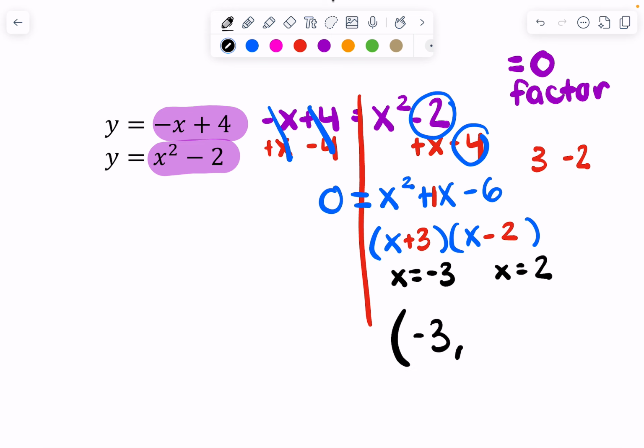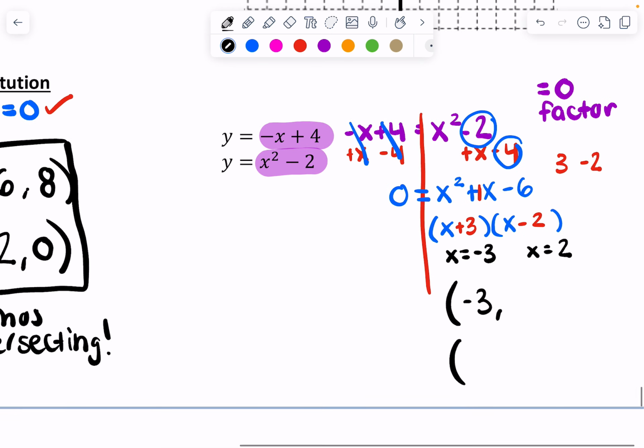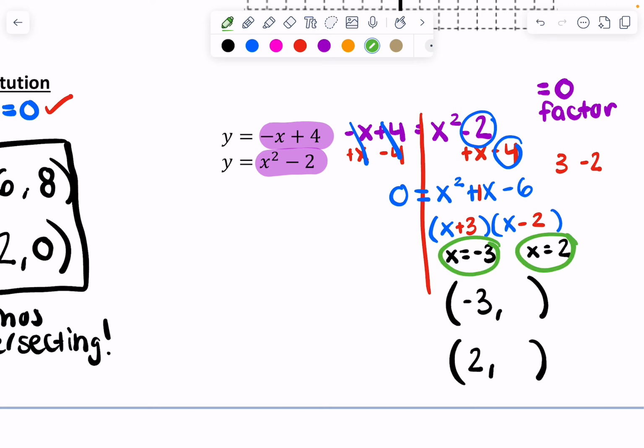So those are the x values in our solutions, but we still need to find our missing y values. So I would choose the easier looking equation and plug these back in. The easier one is always typically going to be linear. So we're going to plug those back in, and I'll show you how we solve for that now.